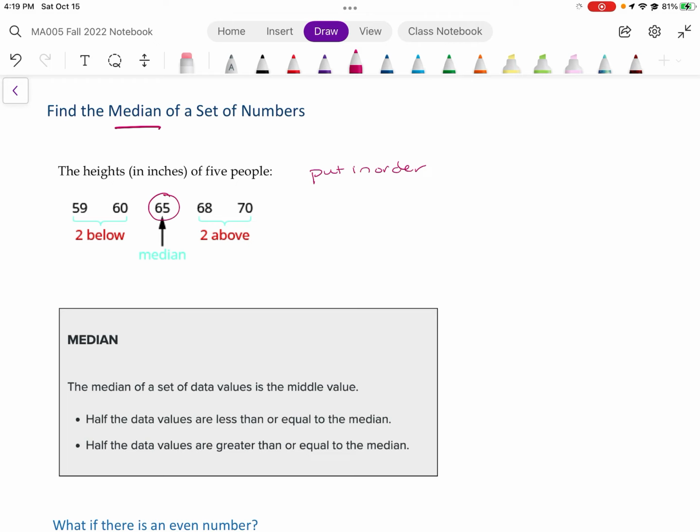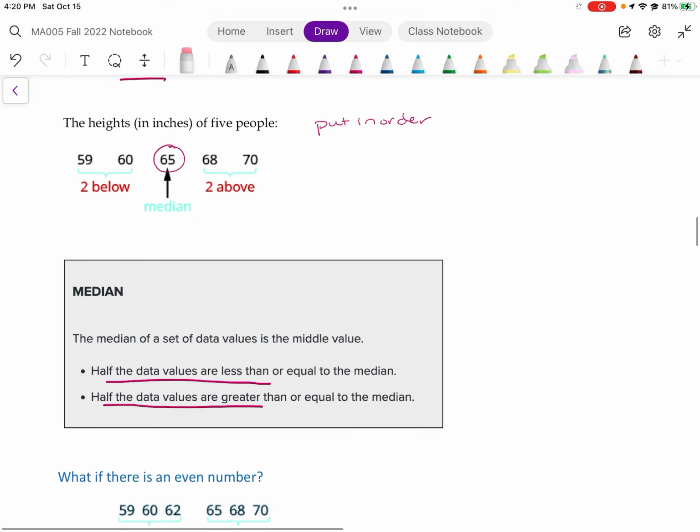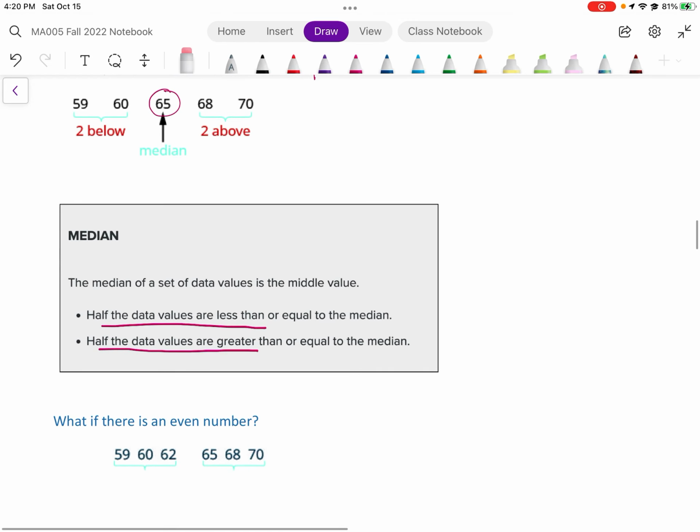All right, so the median, half the data values are less than or equal to, and half are greater than or equal to. How would it be equal to? Well, what if there was a 65 over here or a 65 over here? That just happened to be the middle one. So everything to the left is less than or equal to, and to the right is greater than or equal to. What if there's an even number of numbers?